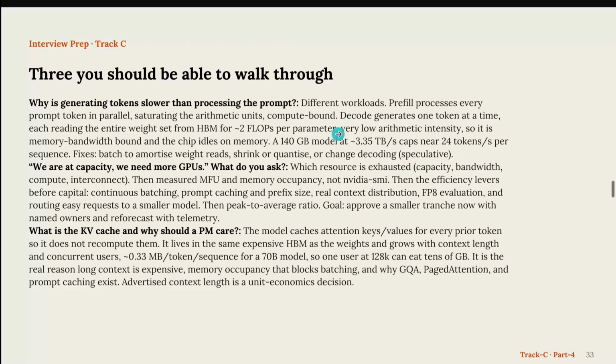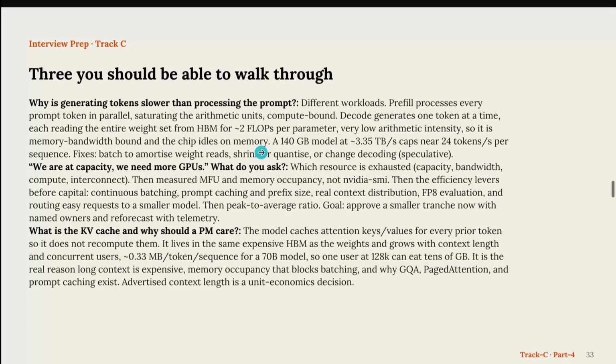There are different types of workloads. Prefill processes every prompt token in parallel, saturating the arithmetic units. So this is more compute bound. Decode generates one token at a time, each reading the entire set of weights from HBM, which is high bandwidth memory, for approximately 2 flops per parameter, which is very low arithmetic intensity. So it is memory bandwidth bound.